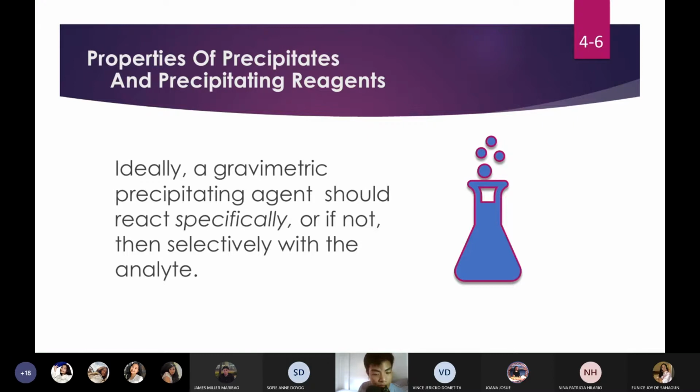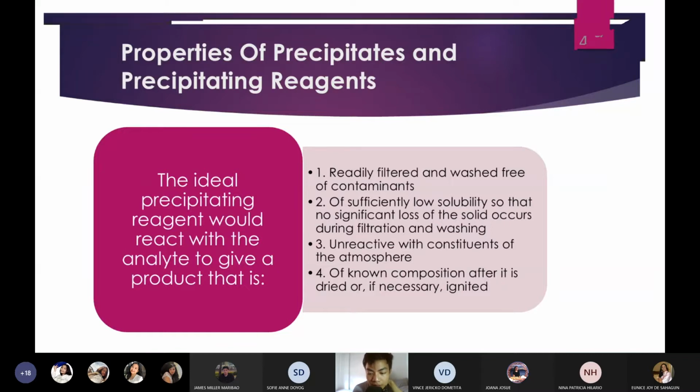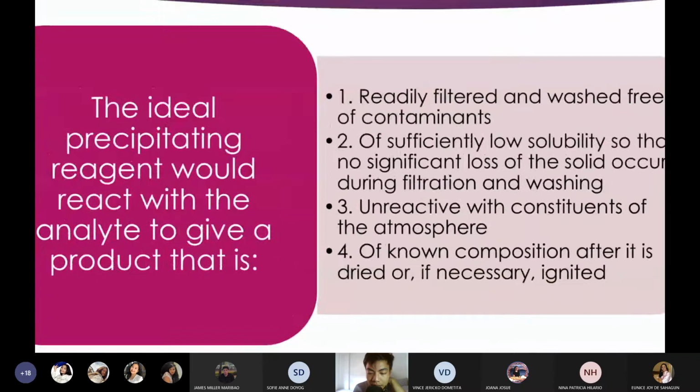So, when choosing your precipitating agent, which is what you mix to carry out the precipitation reaction, it must be selective or specific to your analyte. No? So, whatever ions you want, only those should be precipitated. Okay? So, these are the ideal characteristics of a precipitating reagent. No? So, here's the list.